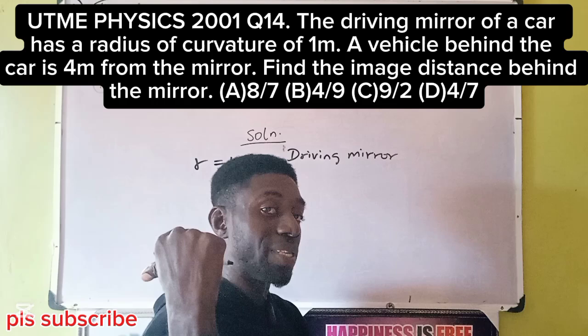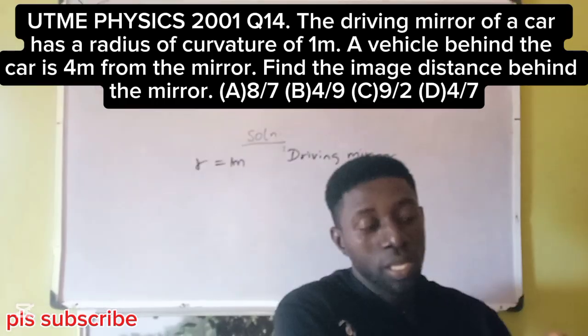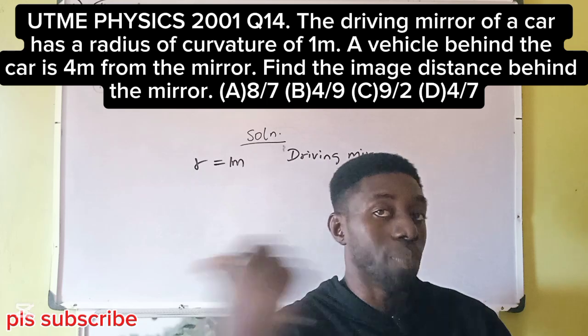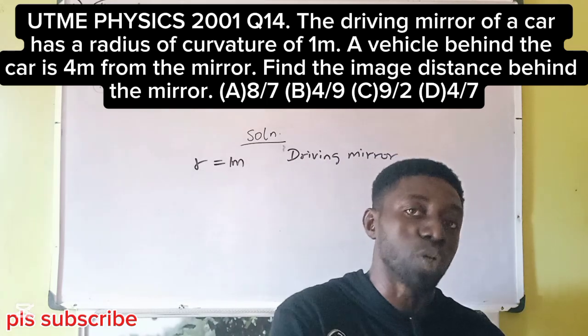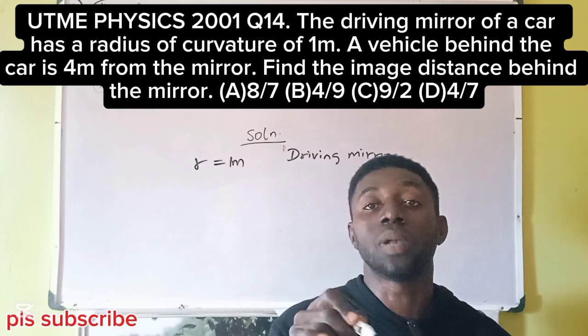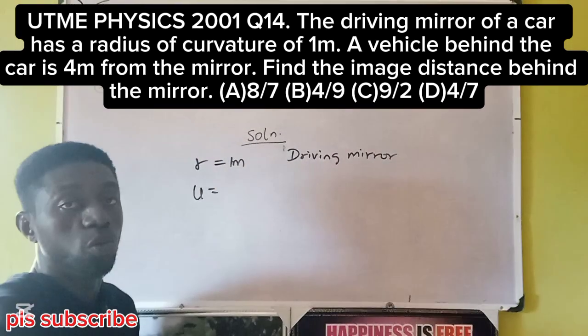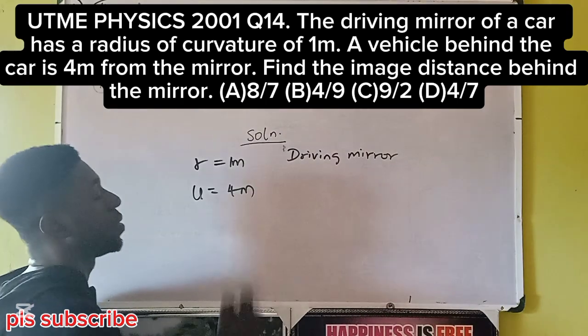And the object is 4 meters behind. We call it object distance. The distance from the reflector of the mirror to the object is called object distance. From the mirror to the car. Object distance is symbolized with U. Object distance U is 4 meters.